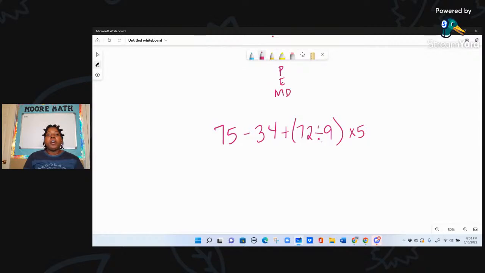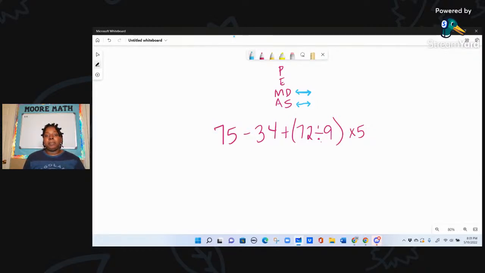Okay. The hardest part about PEMDAS is a lot of people think that multiplication is supposed to come before division, but it's not. They're equal. So they're on the same level. Same thing with addition and subtraction. Whichever one comes first, left to right, that's what you do first. Okay. All right.